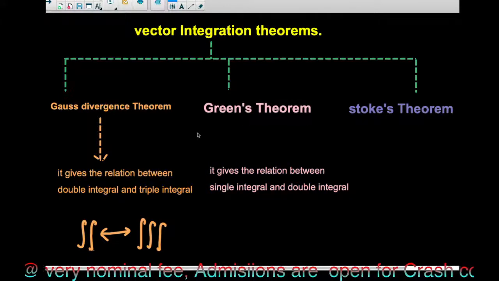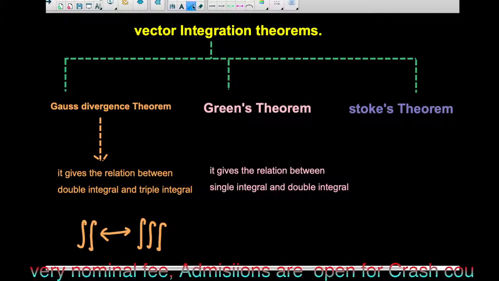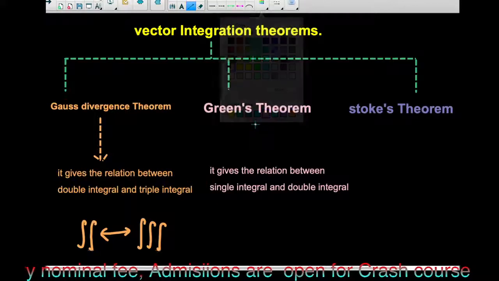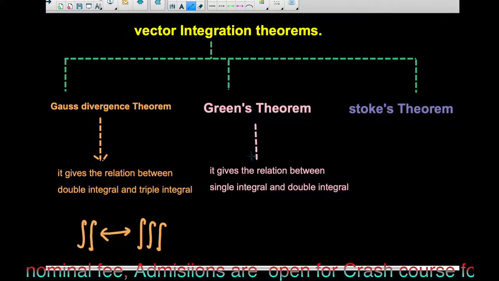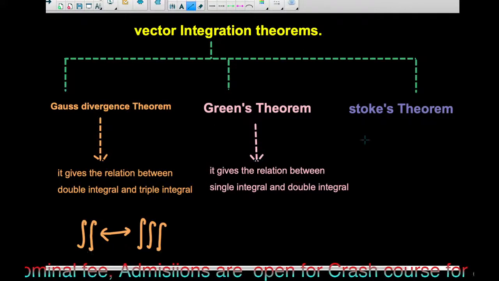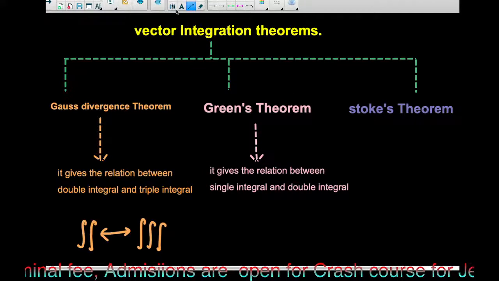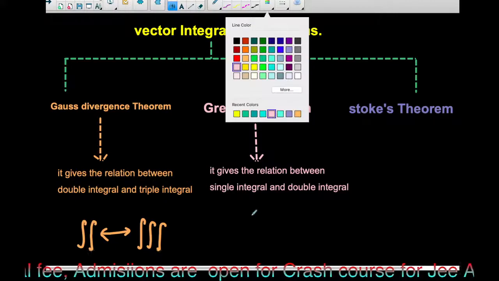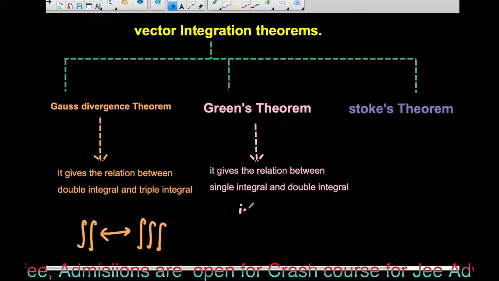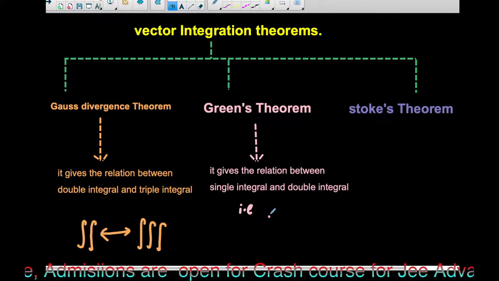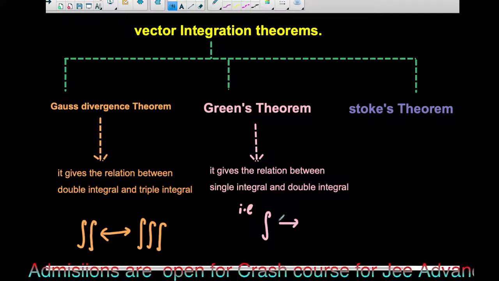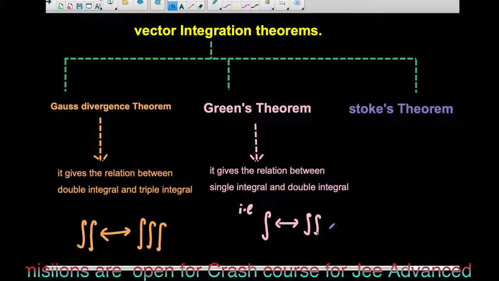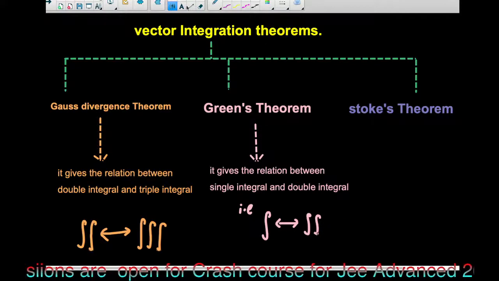So Green's theorem can do this for us, converting a single integral into a double integral. And now for Stokes theorem, one thing I want to tell you is that you can say a single integral is converted into a double integral. By this meaning you can keep it in memory.